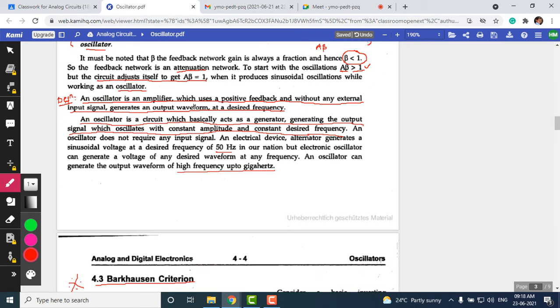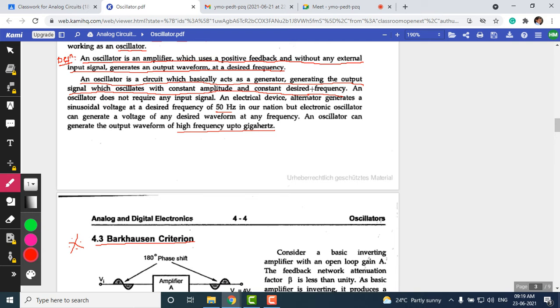There are other definitions also. The first definition: an oscillator is an amplifier circuit with positive feedback. The circuit which generates an output waveform without any external input signal, and particularly oscillations, is called an oscillator. An oscillator produces oscillations of constant amplitude with the desired frequency. Even in the AC source coming to your home, you can observe oscillations. It is typically 50 hertz.